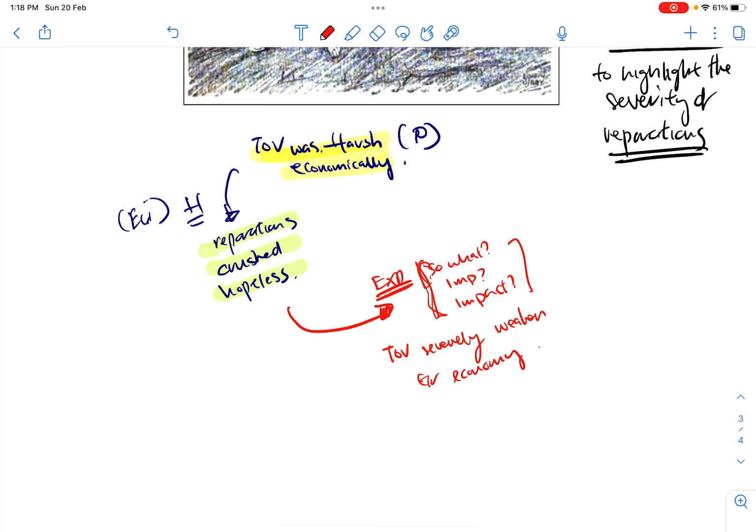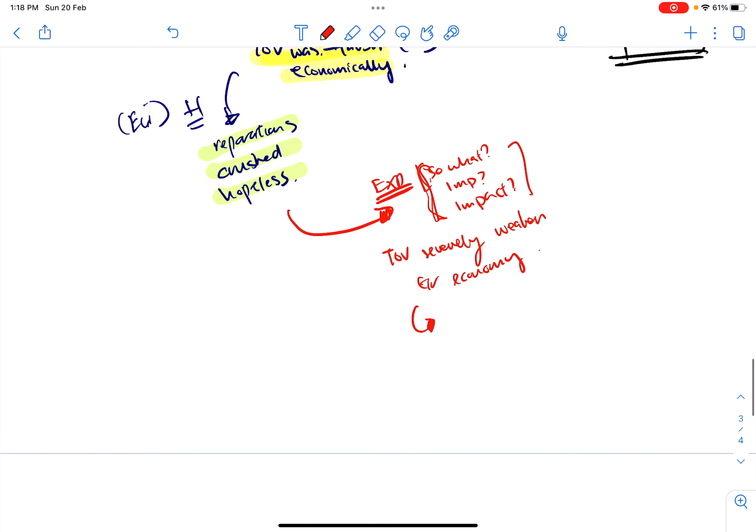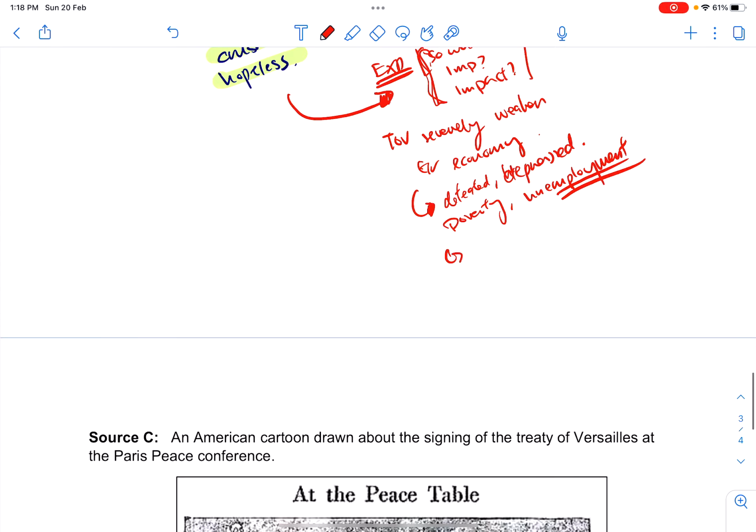Then you link to this weakened Germany. What would the next scene look like? Right, like I always say, what would the next scene look like? Germany, once they face this thing, the next scene probably will be defeated. They will look very defeated, very depressed, right? And then there will be poverty, massive unemployment, causing a lot of suffering and hardship.